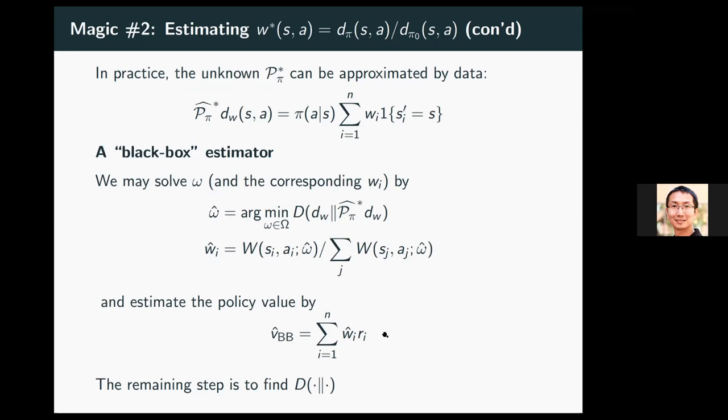So what is this uppercase W? Is it a function? It's a function. And what's the form of this function? It can be any, like, non-parametric estimator or kernel or?